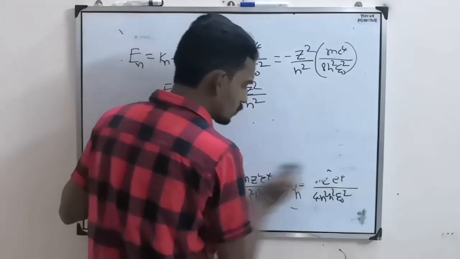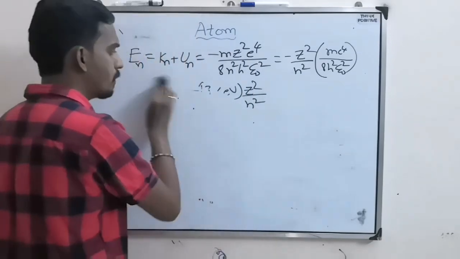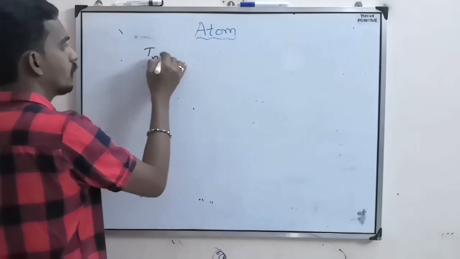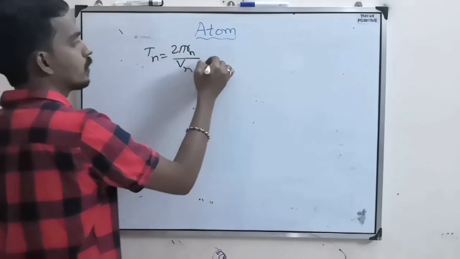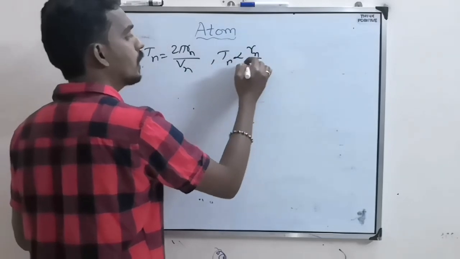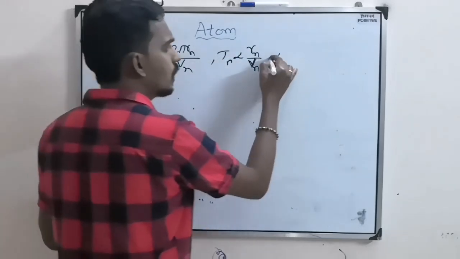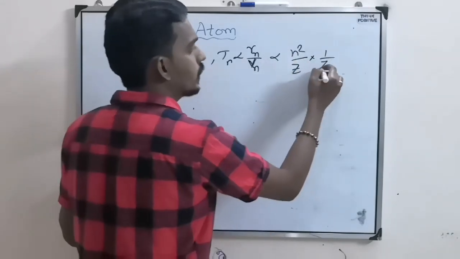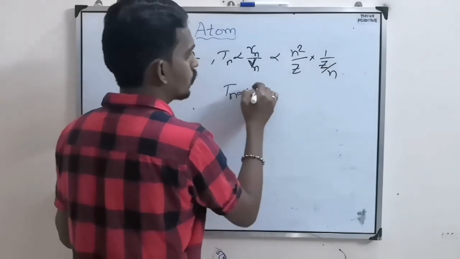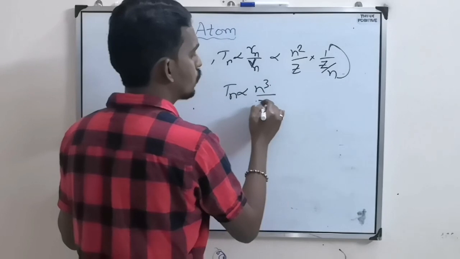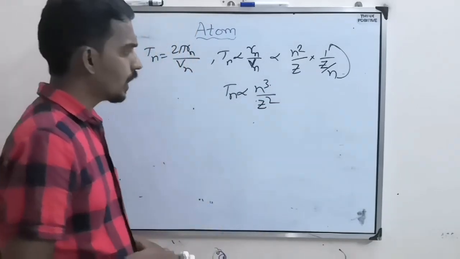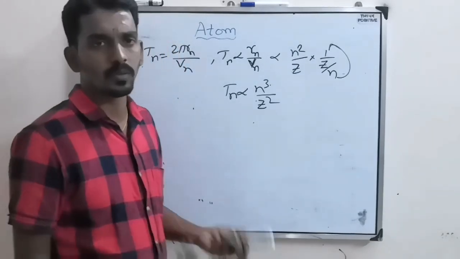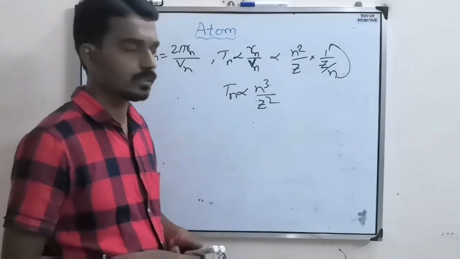And suppose they ask for time period. Then time period T equal to 2 pi Rn by Vn. So Tn is proportional to Rn by Vn. Here Rn is n square by z, and Vn is z by n. So Tn is proportional to n cube by z square. So they can ask you questions based on the time period of the nth orbit electron also. Comparison also they can ask between two orbits.